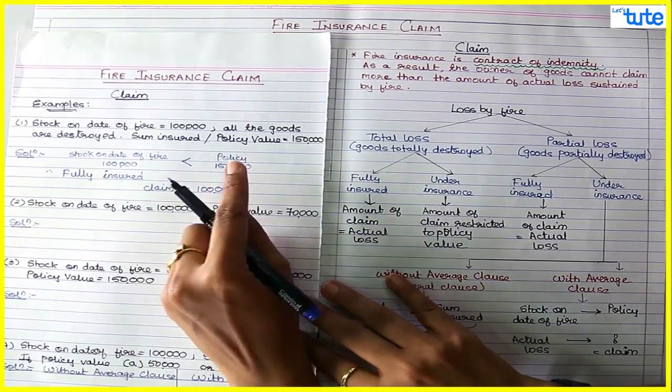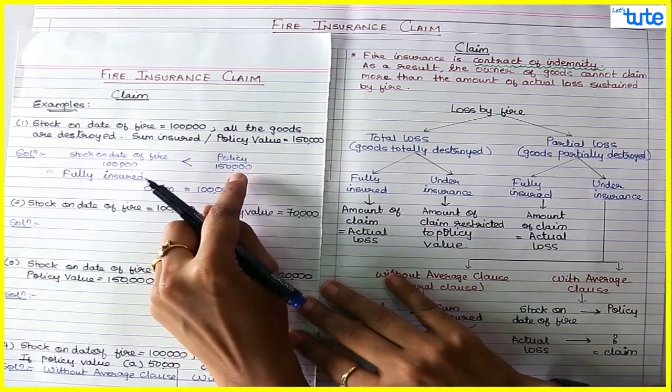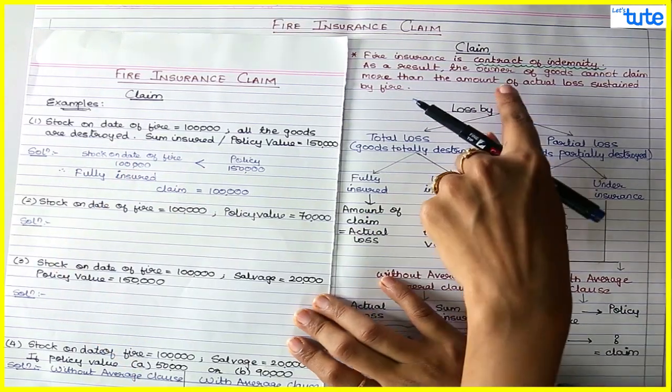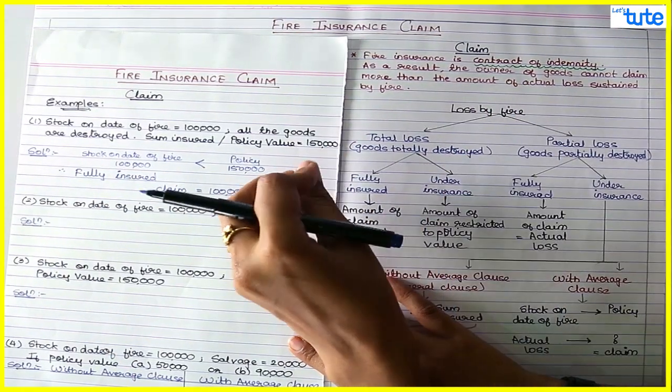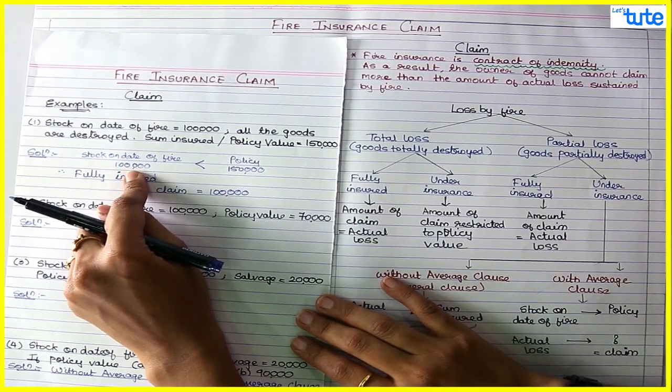Now always remember, though you have a policy of 1,50,000, the insurance company is not going to pay you 1,50,000 because you have suffered a loss of only 1 lakh, and we discussed previously that you cannot claim more than the amount of loss you suffered. So you can claim up to a maximum of 1 lakh.